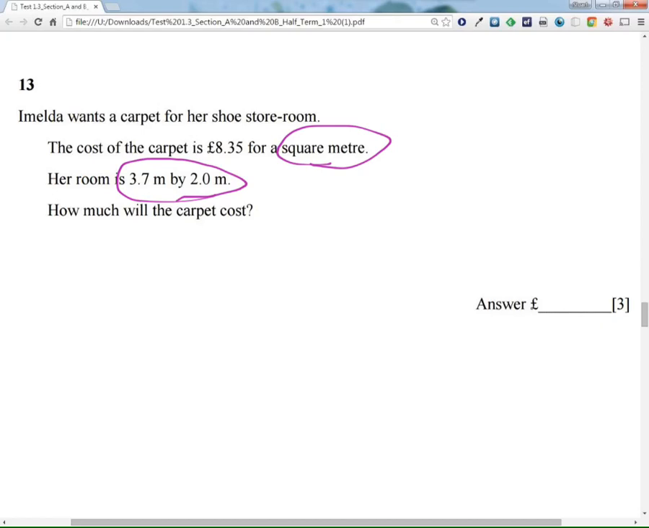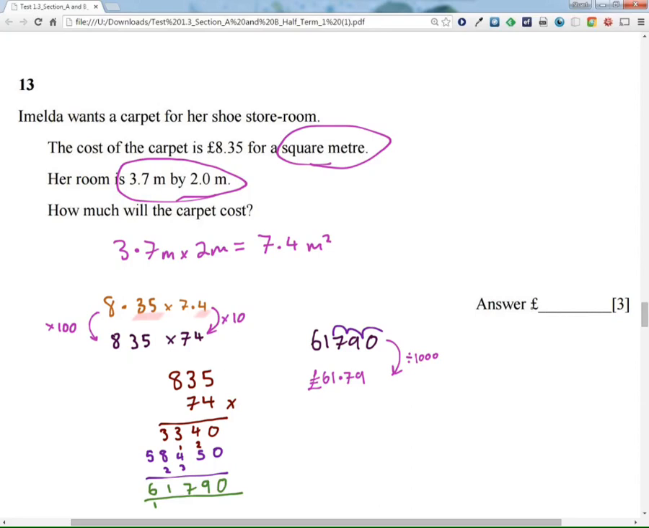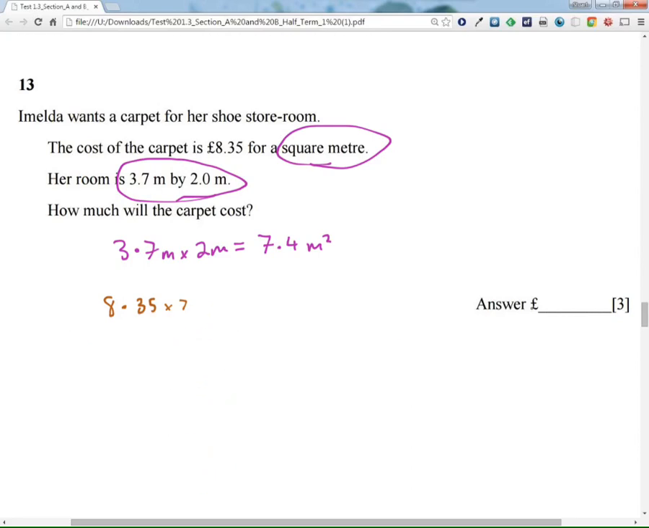This question is fairly straightforward. Again, I'm surprised I'm having to go through it. So the room is 3.7 by 2. So we have to work out the area of her room. So we do 3.7 times 2, which is just 7.4. Since we're working out the price per square meter, we're going to do 8.35 times 7.4.